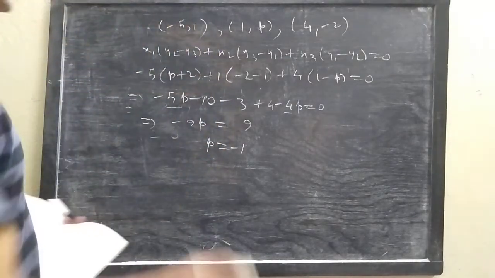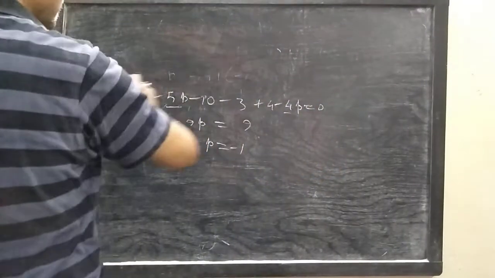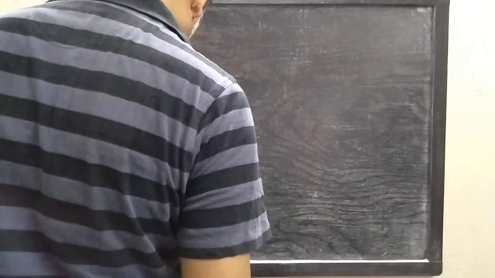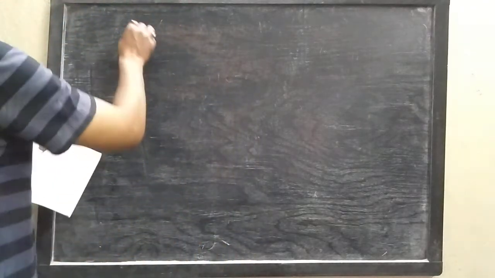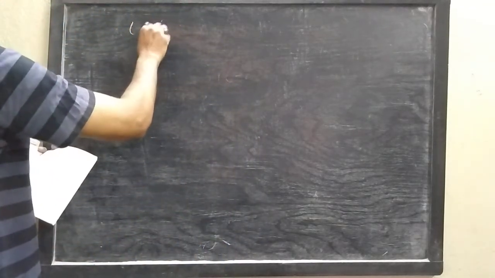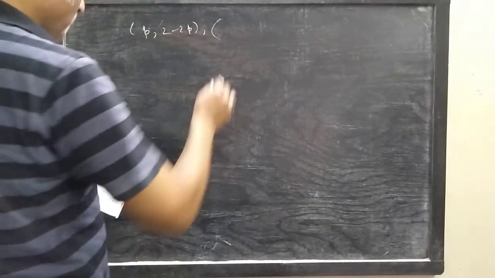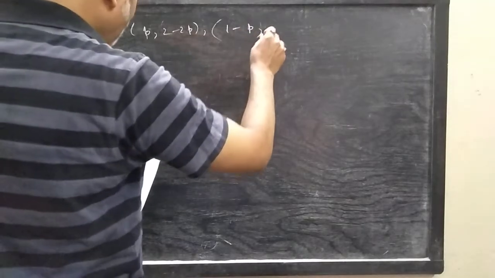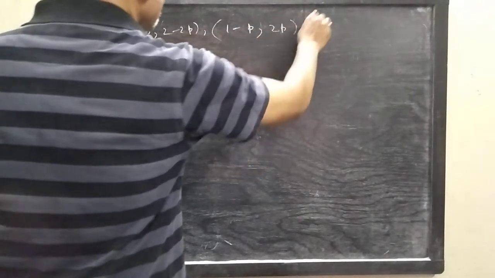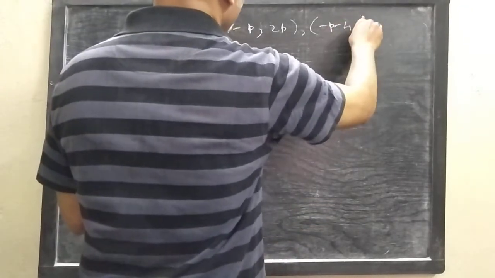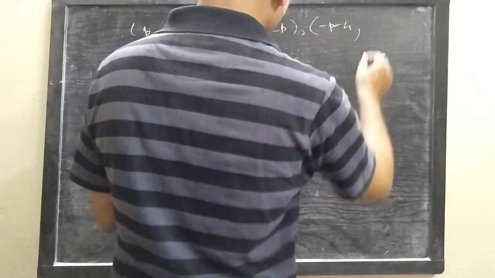Next, a similar type, but here a quadratic will arise. So let us solve such a problem. Find p so that the points p comma 2 minus 2p, then minus 1 minus p comma 2p, and minus p minus 4 comma 6 minus 2p are collinear.